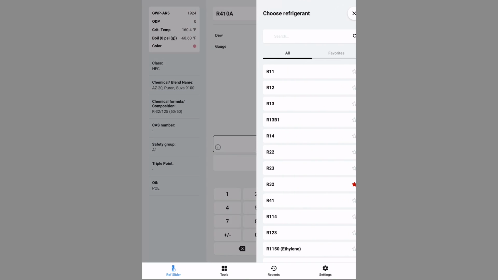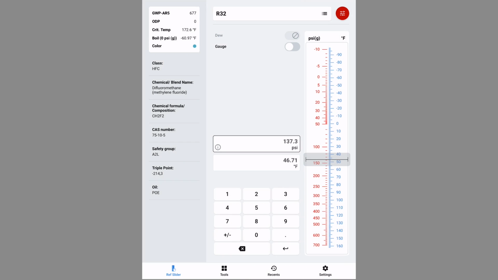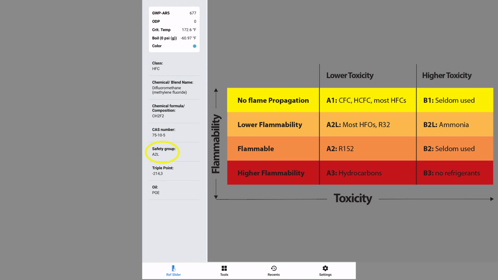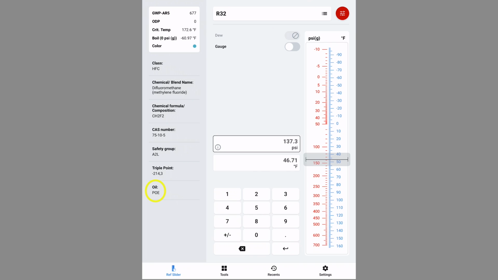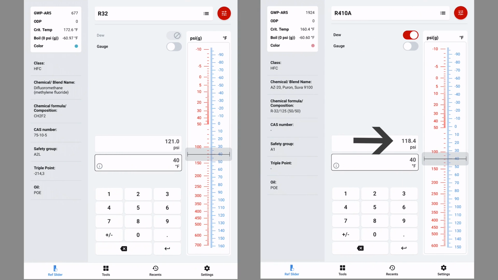So now let's go ahead and look in our slider over to R32. And you're going to notice a much lower GWP. So we're looking at 677 for a GWP. That's great. However, down here in the safety group, we're looking at A2L, which is slightly flammable. So that's a big consideration for using it in residential commercial buildings. The oil is still the same as R410A. It's POE oil. And let's look at 40 degrees. And we're looking at 121 PSIG. So fairly close to R410A.